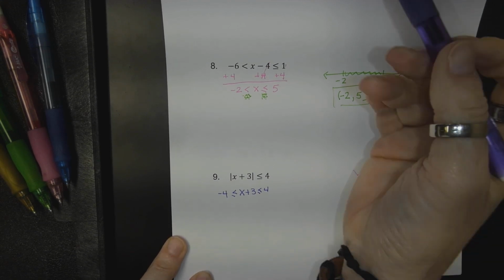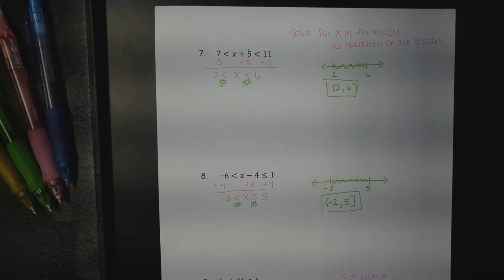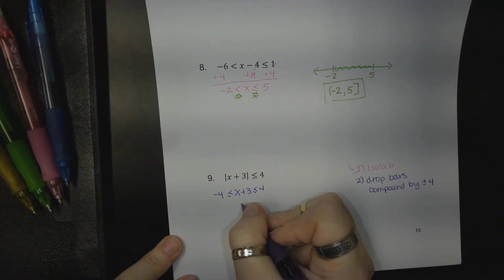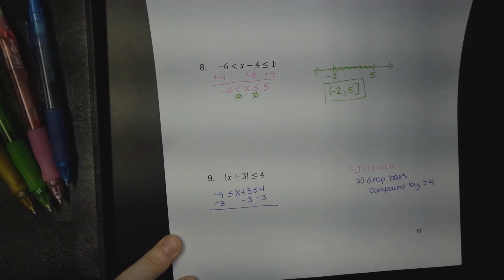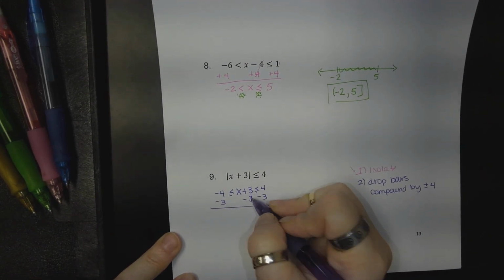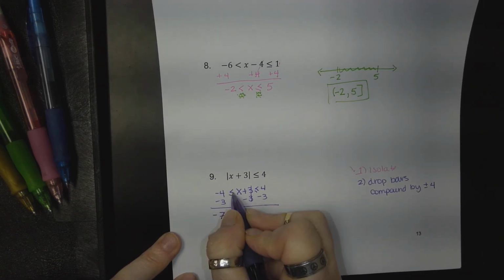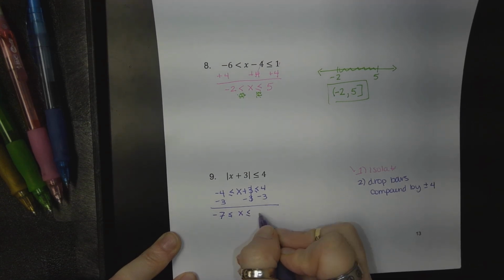Now, just like before, up here, we're going to solve x in the middle, do the same operation on all sides. Just the same thing, nothing complicated. Subtract 3. Don't make it harder than it is, right? These cancel. -4 minus 3, -7. Bring your sign down. X is alone in the middle now. Bring your sign down. 4 minus 3, 1.